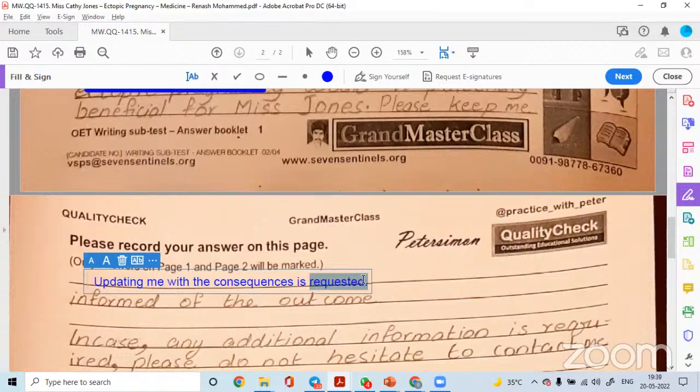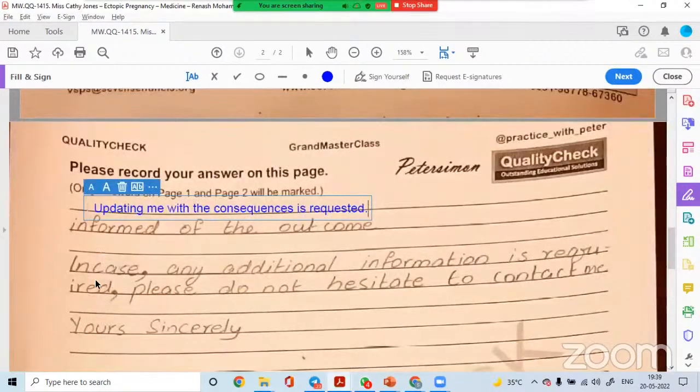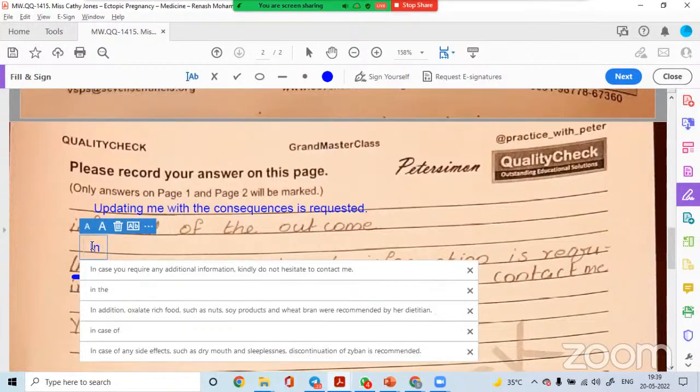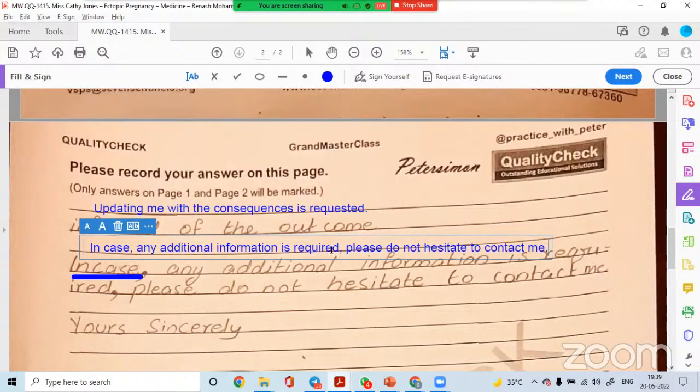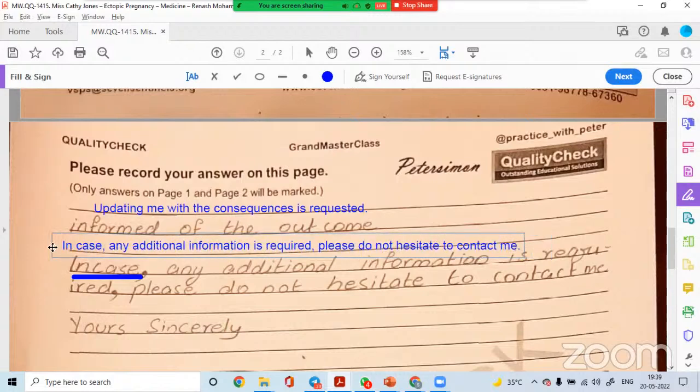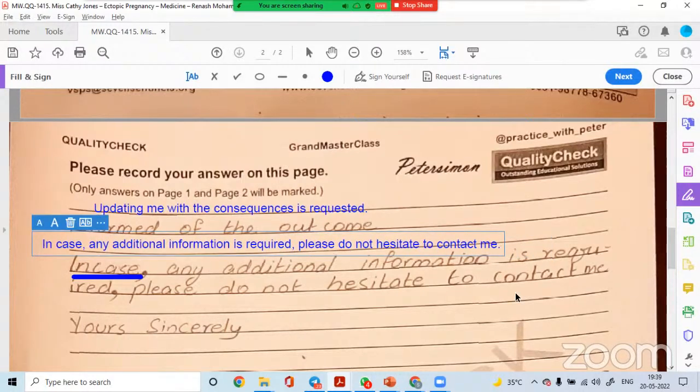Okay, sir. As requested. And "in case" is two words, not one word, separate. Okay, two words, in case, separate. In case, comma. Okay, any additional information is required. In case any additional information is required, please do not hesitate to contact me. That's it. So we got that one. It's fine. Okay, same thing, no correction.